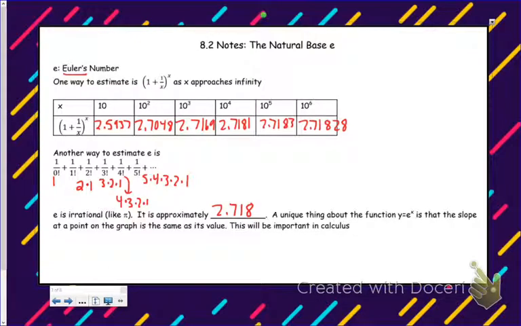All right, so again, e is an irrational number, very similar to pi. That means there is no perfect fraction that can define it. We're going to estimate it to about 2.718.